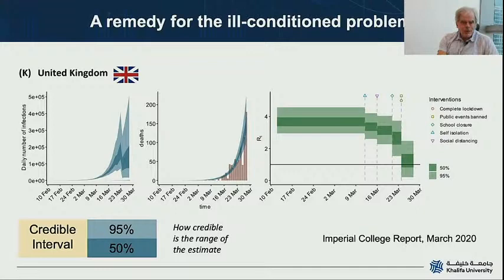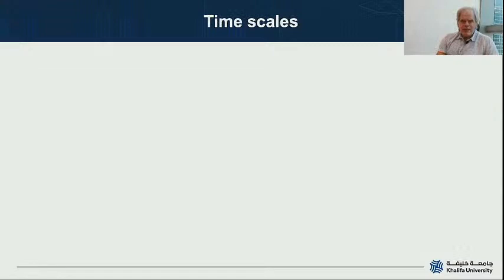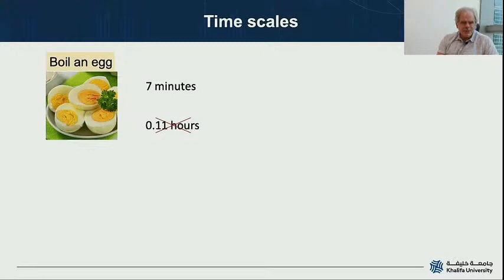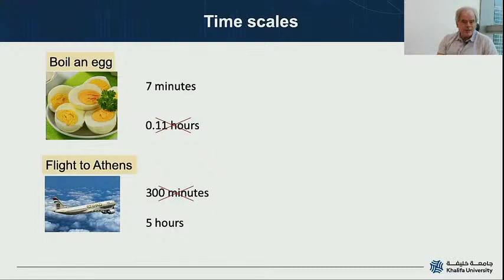My work is based on the notion of the time scale. Time scale is a notion that we all use. For example, if I ask you how long it takes to boil an egg, you will say 7 minutes. You're not going to say the equivalent of 0.11 hours. Also, if I ask you how long it takes to fly to Athens, you will say 5 hours. You're not going to say 300 minutes, which is equivalent to 5 hours. This is our perception of a time scale. It is minutes for the egg and hours for a flight abroad. This is the measure of time that characterizes these two actions.